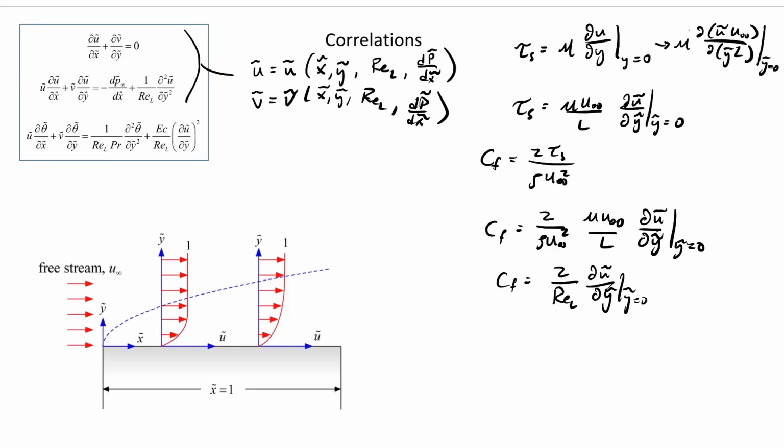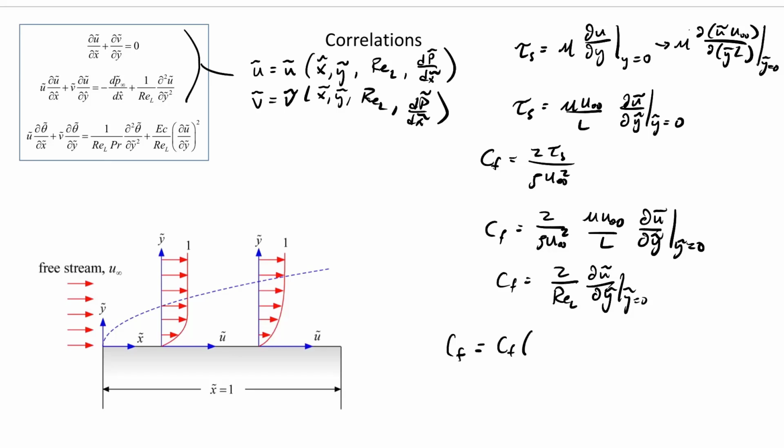Okay, so now we just went through this analysis. We used our normalized equations a little bit, and what we end up with is friction coefficient is dependent on 2 over Reynolds number times du dy. So let's look back at what u is dependent on. u is dependent on x, y, Reynolds, and the pressure. So actually the coefficient of friction itself is going to be a function of the following.